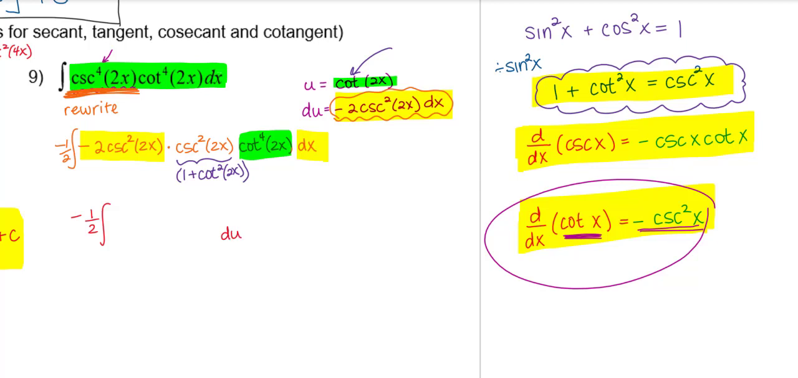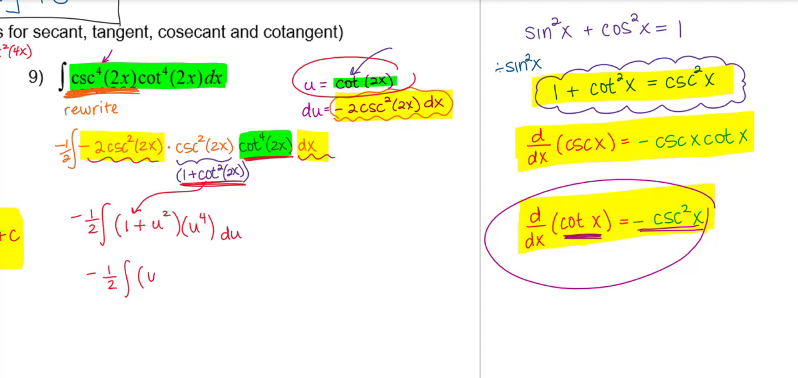The negative 2 cosecant squared 2x and the dx just become my du. The 1 plus cotangent squared of 2x becomes 1 plus cotangent is u, so that becomes u squared. And the green cotangent to the fourth becomes u to the fourth. So I should just be integrating, once I distribute, u to the fourth plus u to the sixth as a quantity. So I'm going to power rule integrate this.